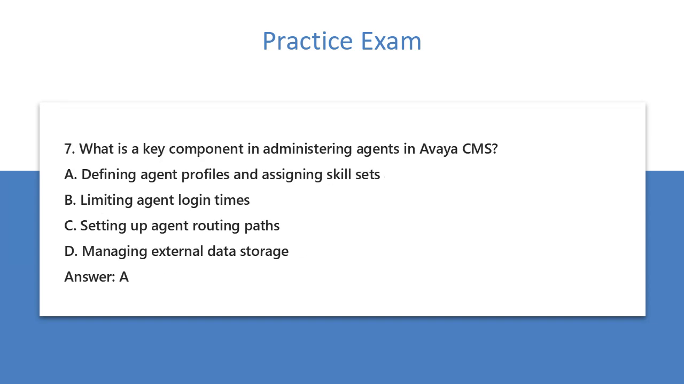7. What is a key component in administering agents in Avaya CMS? A. Defining agent profiles and assigning skill sets. B. Limiting agent login times. C. Setting up agent routing paths. D. Managing external data storage. Answer: A.